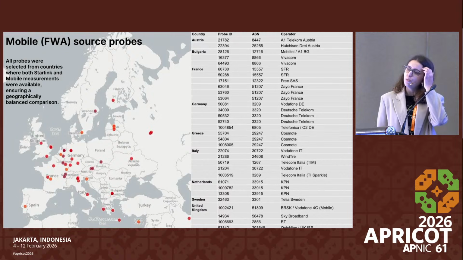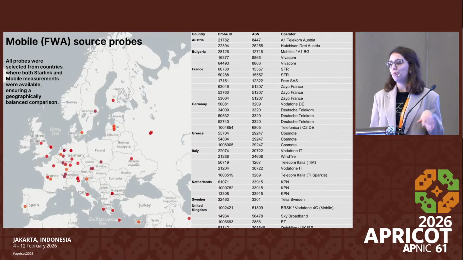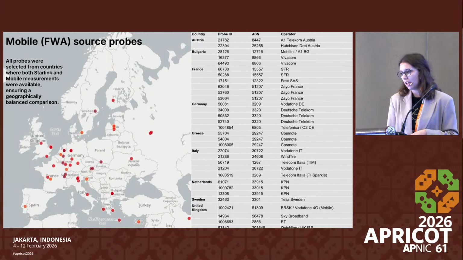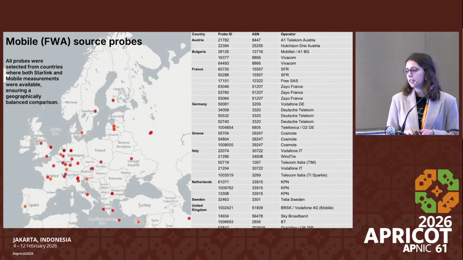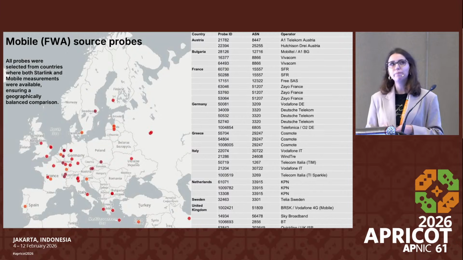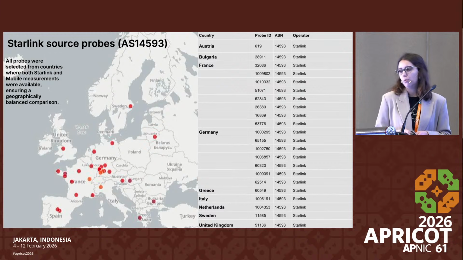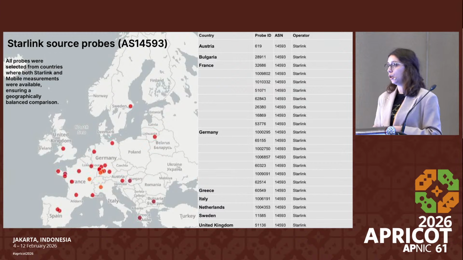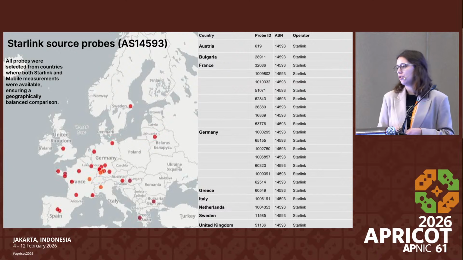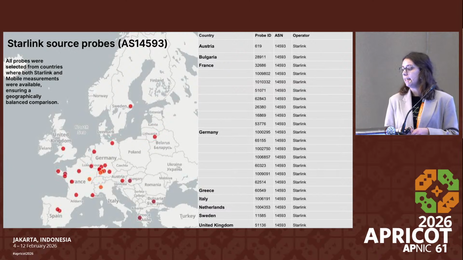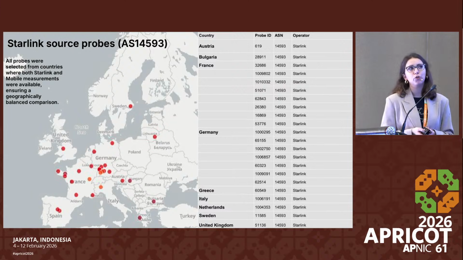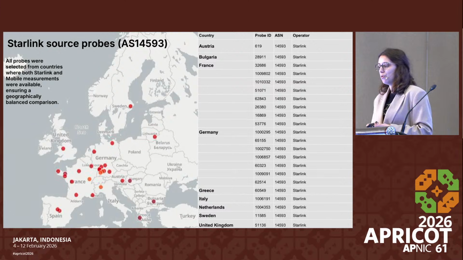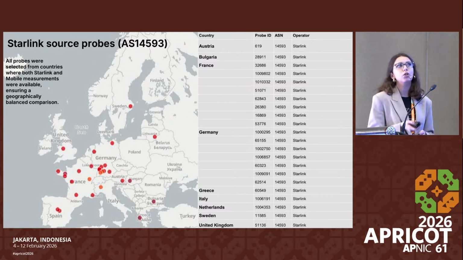And on this slide, I want to show you mobile, or let's say fixed wireless access, source probes from overlapping countries. In my case, the overlapping countries are Austria, Bulgaria, France, Germany, Greece, Italy, Netherlands, Sweden, and United Kingdom. And on the second slide, I want to show you the Starlink source probes, which I included in my measurements, also from the same countries: Austria, Bulgaria, France, Germany, Greece, Italy, Netherlands, Sweden, and United Kingdom. And you can conclude that we have fewer Starlink probes because it is a relatively new network.